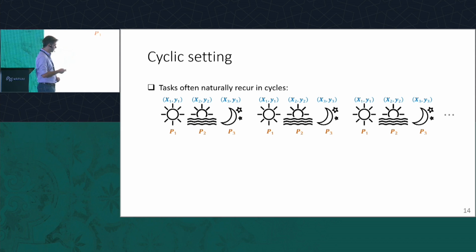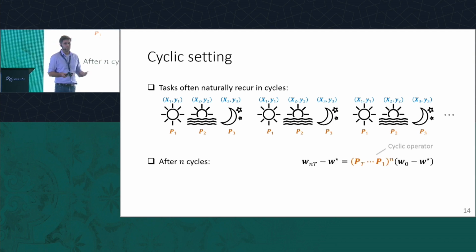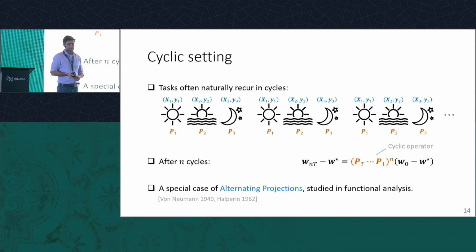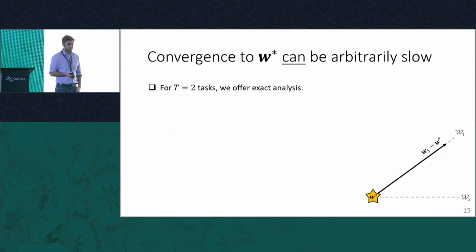Again, each task has a corresponding projector, P1, P2, P3, and then we see P1, P2, P3 again. So we can write this series of projections as a cyclic operator, where we simply take the product of the projections, to the power of n, the number of times we see this set of tasks. Okay, so in this setting it's a well-known field. It's called alternating projection. It was studied since maybe von Neumann in '49, or the '60s later. So there are a lot of results in this area. So let's see if this helps us.